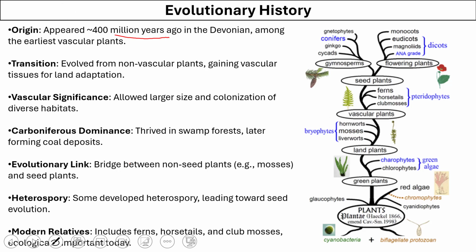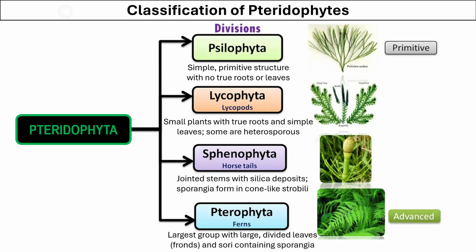Pteridophytes are the link between seedless plants, which are all this side, and seed plants, which are higher in the evolutionary tree. Pteridophytes have heterospory. That means they produce two different kinds of spores, which can be a microspore and a megaspore.